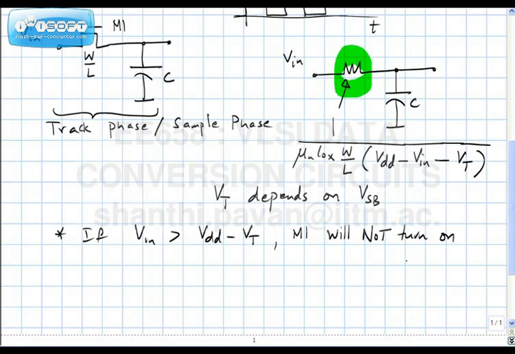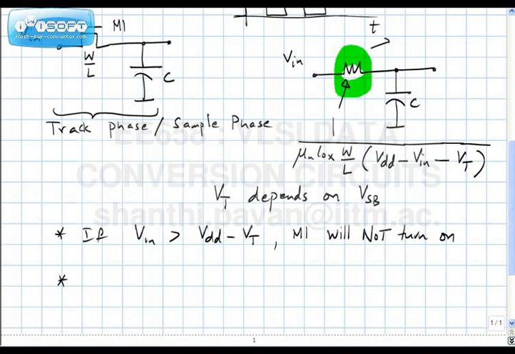Okay. What happens when Vin goes low? Is there a problem or is there no problem? There is no problem because the resistance of the switch becomes smaller and smaller. So on the lower side there is no issue with Vin. On the higher side there is definitely a limit imposed by the NMOS transistor because it simply doesn't turn on.